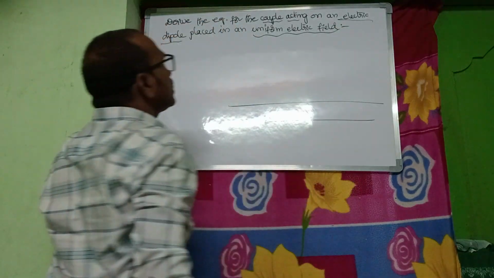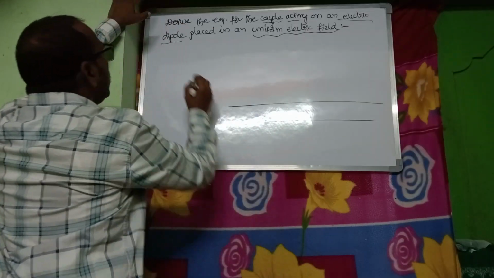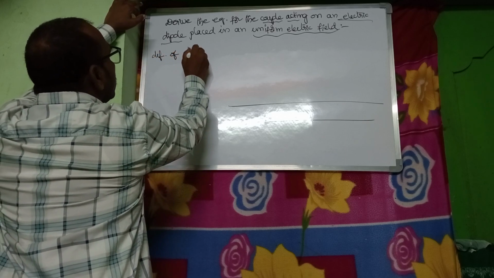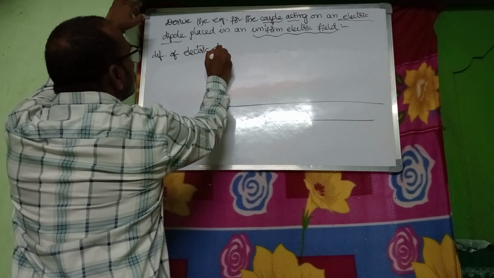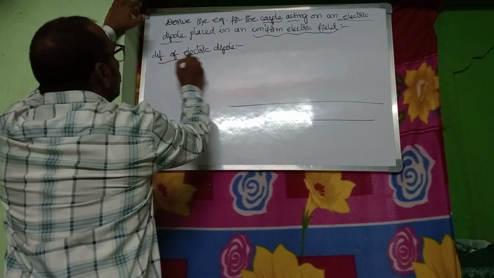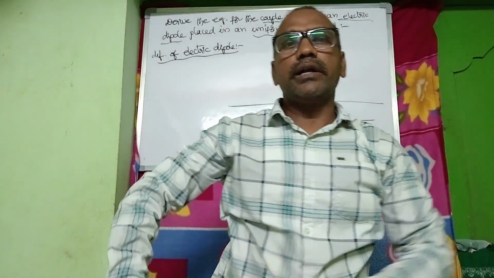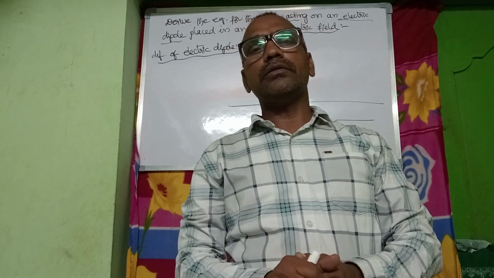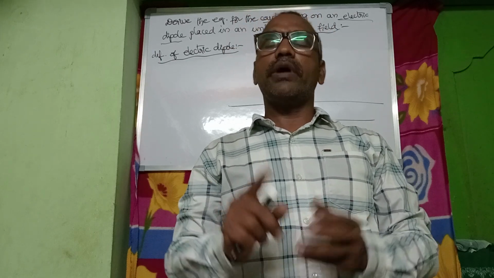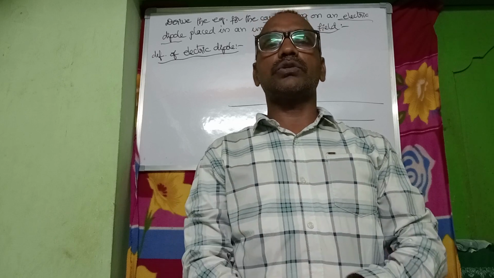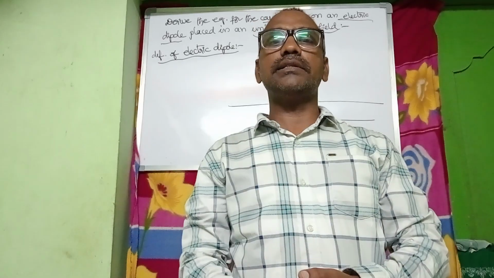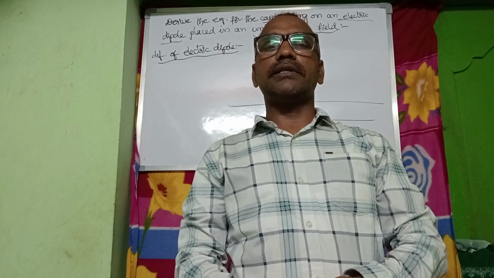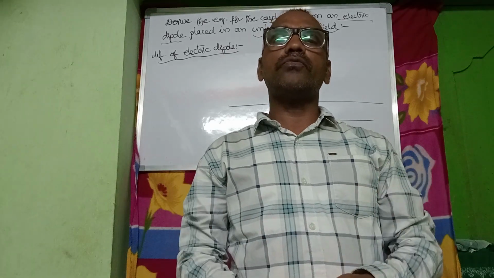So first of all, what is an electric dipole? Definition of electric dipole. Two charges are there, equal in magnitude but opposite in sign. One is plus q and the other is minus q. Opposite charges of equal magnitude are placed at a distance of 2a.